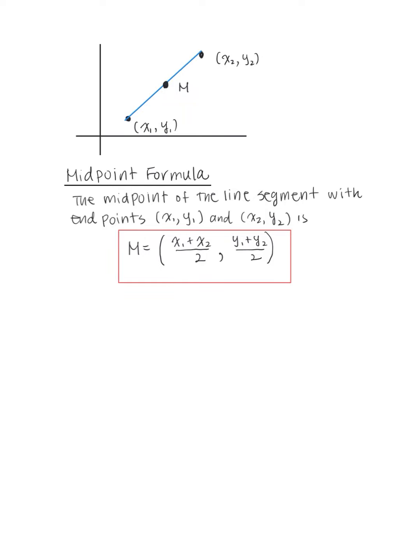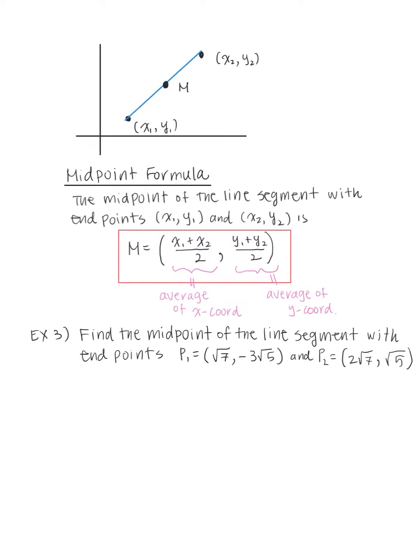So please note that this is going to be the x-coordinate of the midpoint, and this is going to be the y-coordinate of the midpoint. So for the x value for the midpoint, just think of it as an average of the x-coordinates, and then the y-coordinate for the midpoint is nothing but an average of the y-coordinates. Okay, so let's do some examples.